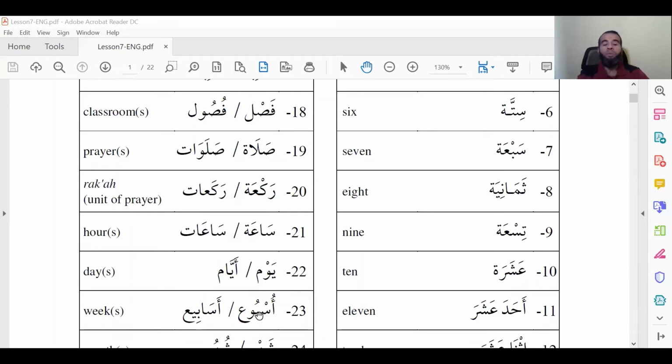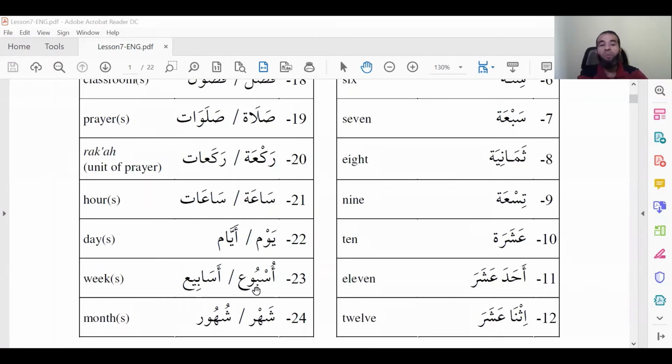طيب. Week means أسبوع. أسبوع and the plural is أسابيع. If I ask you كم, how many days are in the week? How will it be? كم followed by not weeks but week with تنوين الفتح. It will be أسبوعا. كم أسبوعا. How many weeks here? But we want to say how many days are in the week. So it will be كم يوما. كم يوما في the week في الأسبوع. If we want to say how many weeks are in the month, it will be كم أسبوعا في الشهر. شهر means month and the plural is شهور. So كم يوما في الأسبوع.